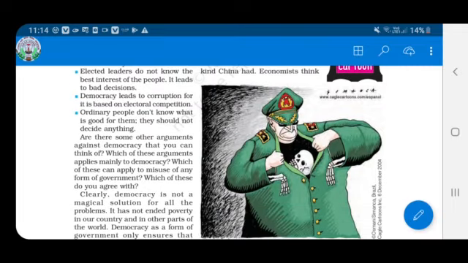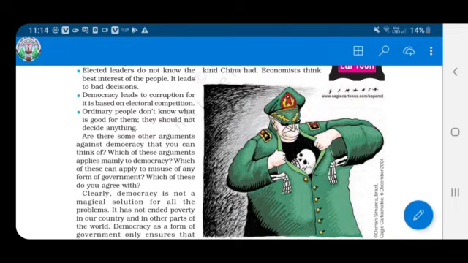Democracy leads to corruption, for it is based on electoral competition. Ordinary people do not know what is good for them. They should not decide anything.